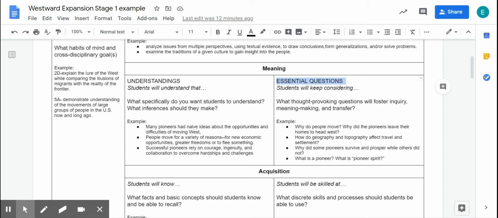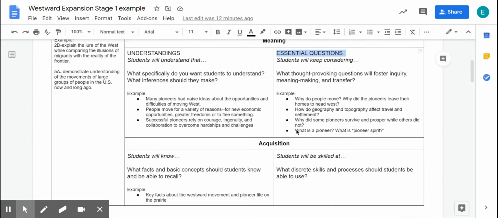So an example for that, for Westward Expansion, is: Why do people move? Why did they leave their homes and head west? How does the geography affect how they travel? Their answers might be totally different at the beginning of the unit than they are at the end. That's why it's so important to keep going back to these questions and guiding them into some understandings.